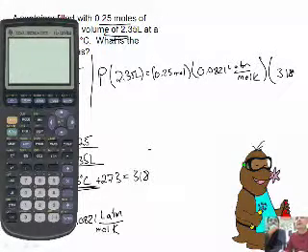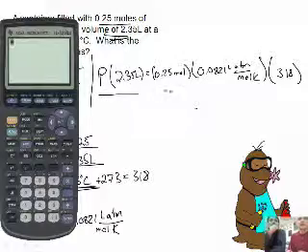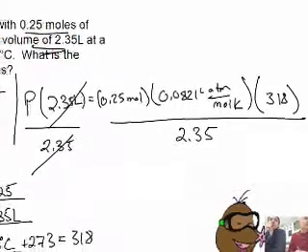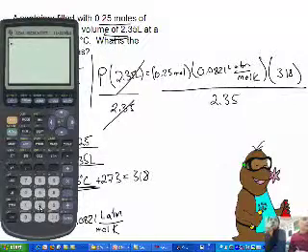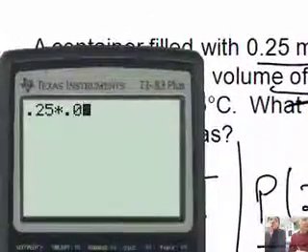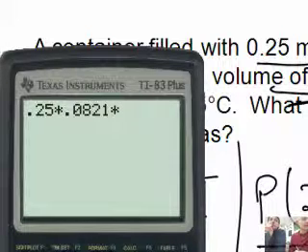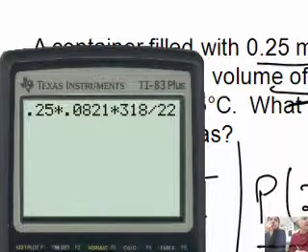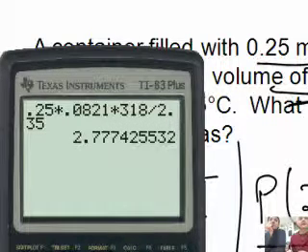So we'll say 318. Now, to get P, you divide both sides by 2.35, and the 2.35 cancels on the right side. So on my calculator, I have 0.25 times 0.0821 times 318. I forgot my units: this would be in liters. Divided by 2.35. Bingo, I get the answer.